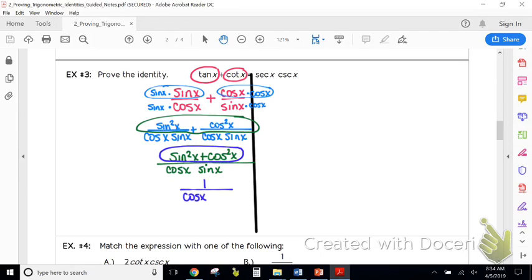So 1 over cosine of x times sine of x. And that's equal, and then you can just flip them back. Yeah, so remember, this is the same as 1 over cosine of x times 1 over sine of x. Which is the same as secant times cosecant. Good. 1 over cosine is secant. 1 over sine is cosecant, which is what we were after.